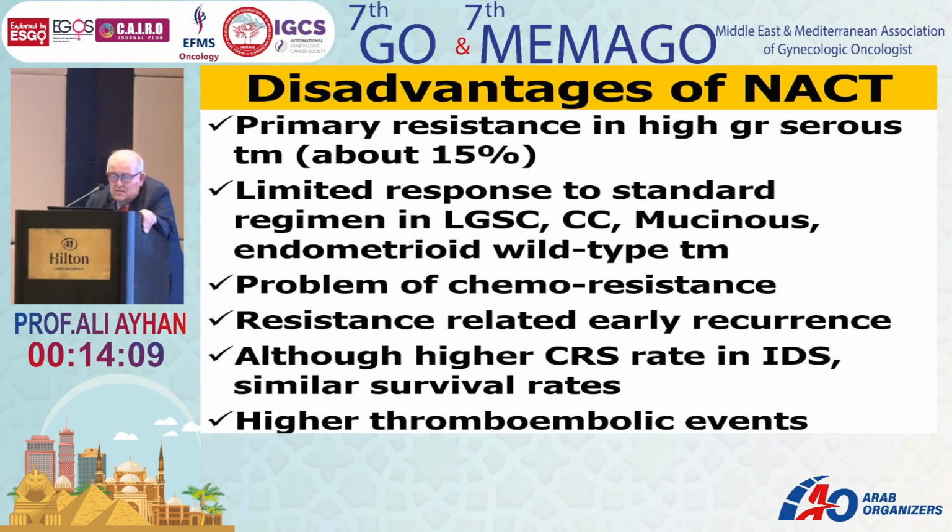And also there are many disadvantages. Primary resistant high-grade serous tumors about 15%, limited response to standard regimen in low-grade serous cancer, clear cell and mucinous, and also endometrioid wild type. Problem of chemo-resistant clones. Resistance-related recurrences, also higher cytoreductive surgery rate in interval debulking surgery. We will wait for the high-grade serous tumor after the interval debulking surgery, better survival, but a similar one.